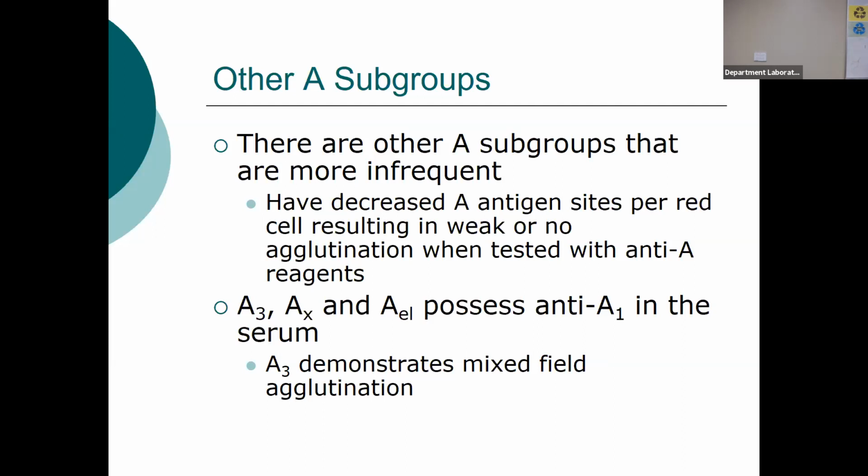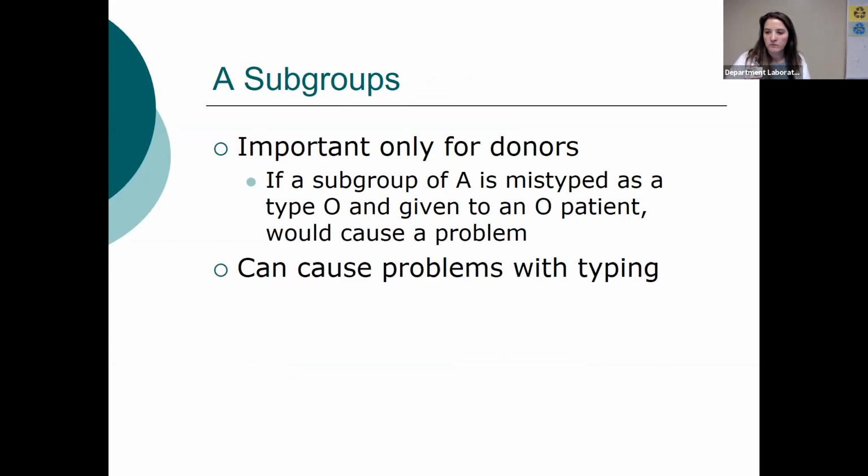What happens if a type A unit is labeled as an O? What type of patient is that unit going to go to? O patient. So you have a really A unit going to an O patient. That is a hemolytic transfusion reaction. Okay. So that's why identifying the subgroups of A is so important in blood bank, especially in donor testing. And we'll talk about this in a future lecture.